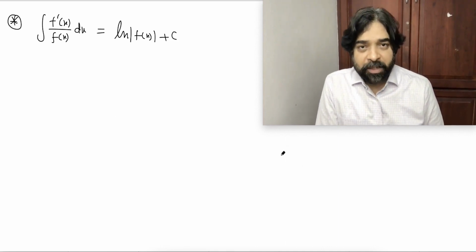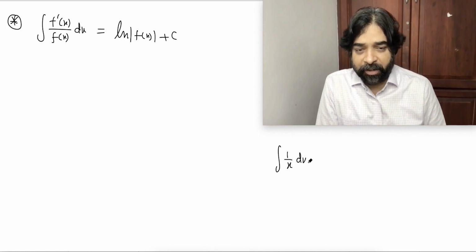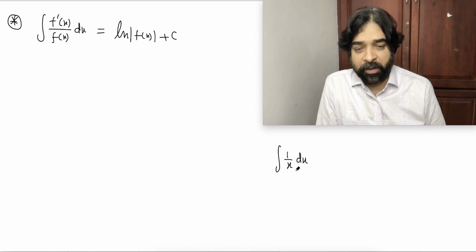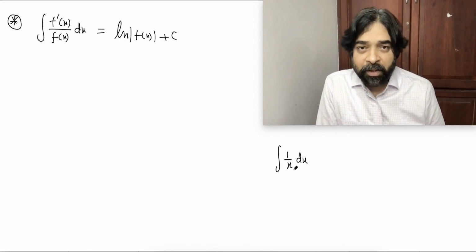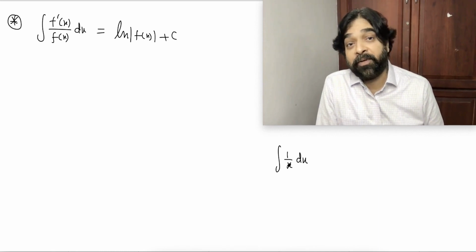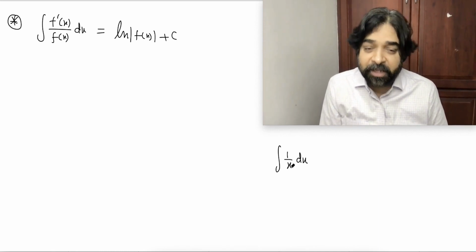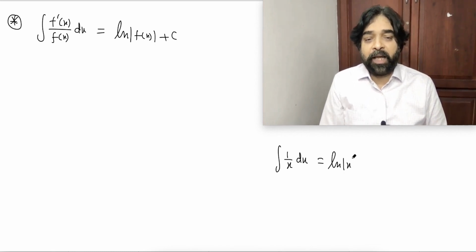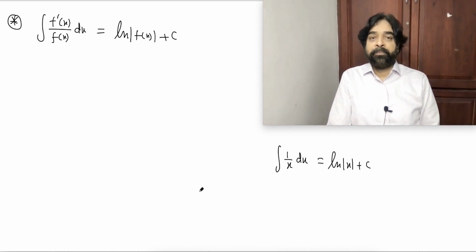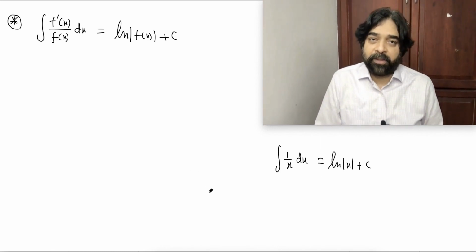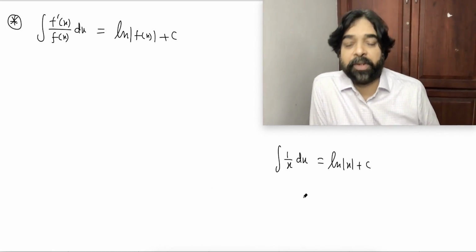One of the best examples we can see is the integration of 1 by x. 1 by x will be what? This is something by something. The denominator is x, and what is the differentiation of x? 1. Means the differentiation of the denominator is available in the numerator. So it will be ln mod x plus c. You'll say, sir, nothing great about it. We know it. Yes, you know it.